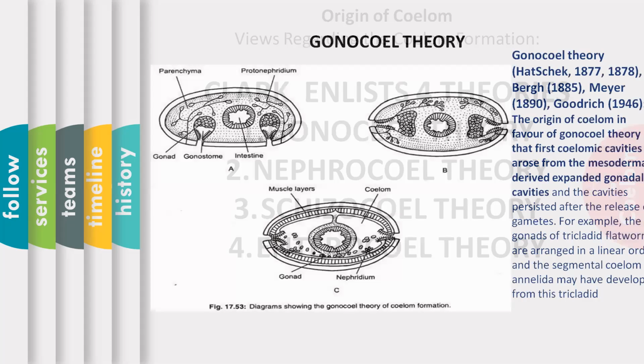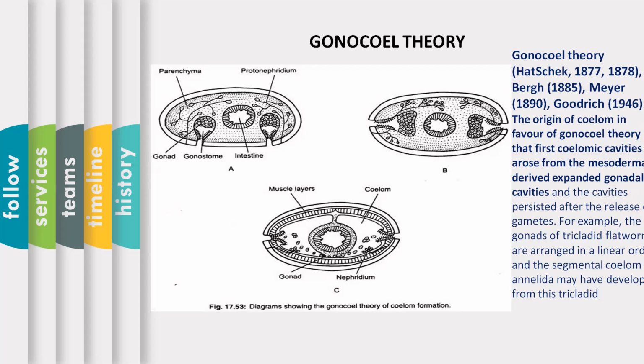Now the Gonocoel theory was first given by Bergh in 1885. It regards the coelom as the cavity of an expanded gonad, and its origin is based on the common association between the gonads and the coelomic epithelium. Bergh believed that coelom initially arose in a segmented condition by enlargement and cavitation of the gonads after the release of gametes.